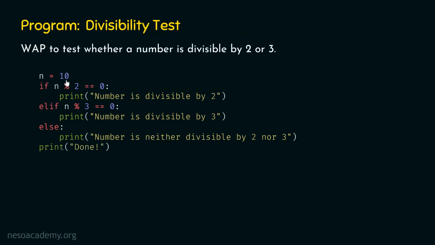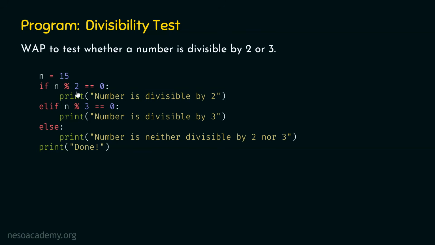We know that 10 is divisible by 2. Therefore, this condition is satisfied. Hence, number is divisible by 2 will be printed. Along with this, done will be printed. Therefore, the output of this program is number is divisible by 2, done. What happens if we change this value to 15?